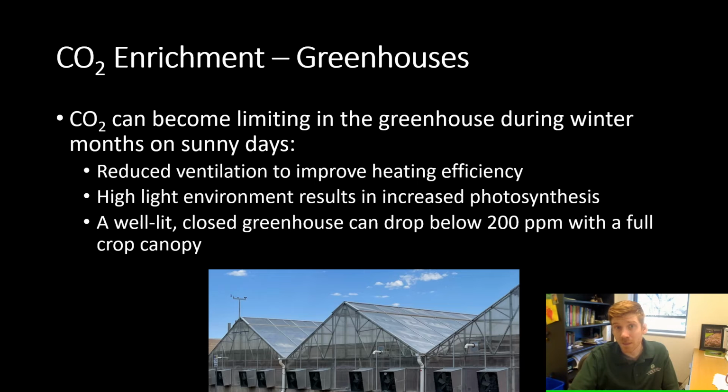However, during the winter months, we're often limiting ventilation in the greenhouse to conserve heat. So by limiting ventilation, we are in turn limiting our capacity to replenish the CO2 concentration in the greenhouse. In short, we have a scenario where our crop depletes the CO2 available in the greenhouse due to the high light conditions, and that CO2 is not adequately replenished due to the limited ventilation. For a well-lit, closed greenhouse, the CO2 concentration can actually drop below 200 parts per million with a full crop canopy.